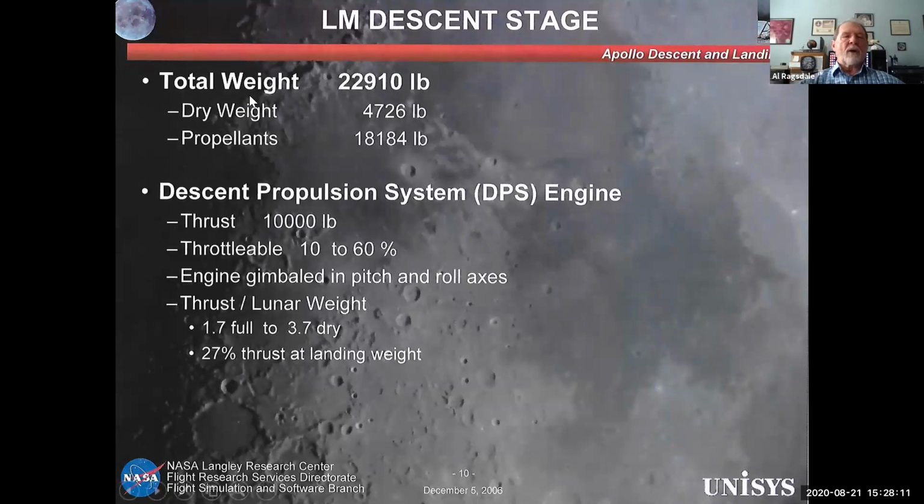The descent stage weighed 22,910 pounds. Its dry weight was about 4,700 pounds, and it carried 18,000 pounds of propellant. The engine had a nominal maximum thrust of 10,000 pounds. As I've said, it was throttleable between 10 and 60%. It was gimbaled in the pitch and roll axes, and it tried to stay pointed through the center of gravity. If it didn't, the RCS jets would fire to keep it there. The lunar thrust to weight is important. With the tanks full, it was 1.7, and with the tanks dry, it was 3.7, and at landing weight, it was about 27% thrust.